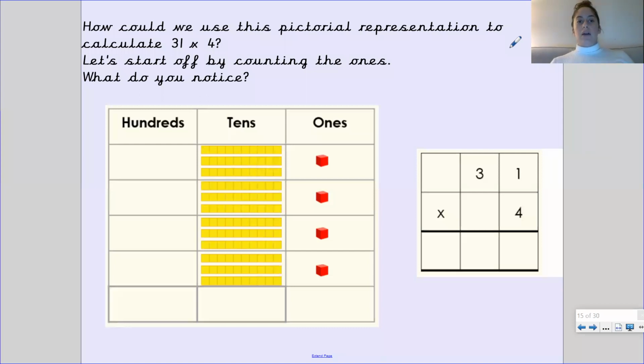Okay, how could we use this pictorial representation to calculate 31 times 4? So we have got 31 repeated 4 times because we've got 4 groups of 31. So 31 and another 31 and another 31 and another 31. Can you represent this pictorially on your scrap piece of paper and have a go at counting it, or you could just use the screen to have a go at counting it and see what you notice. Play the video when you're ready.